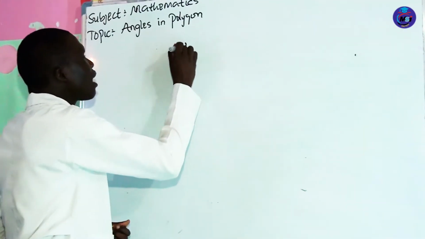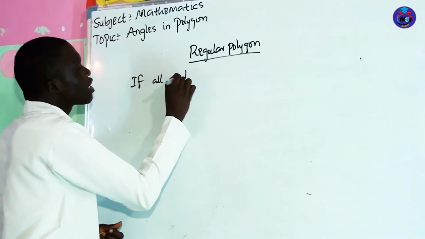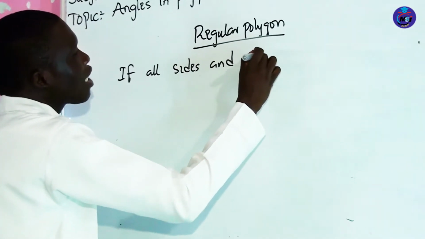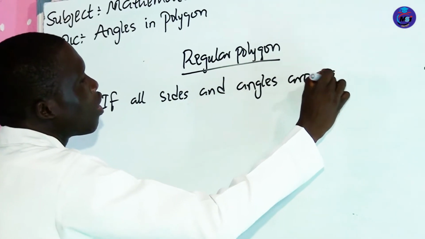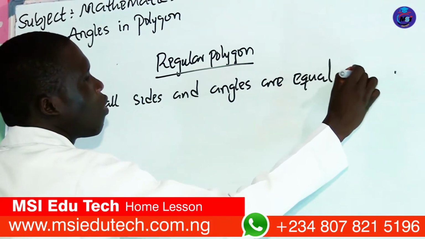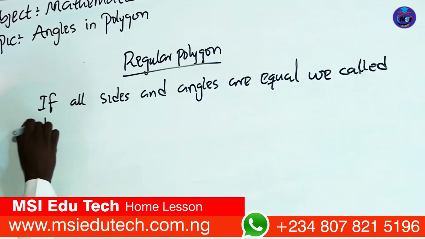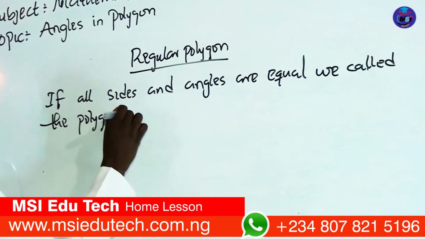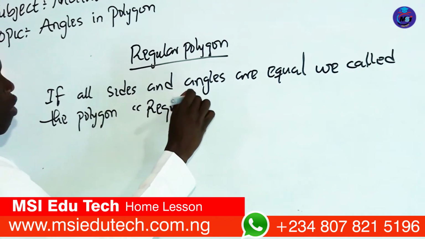We have a regular polygon if all sides and angles are equal. We call the polygon a regular polygon.